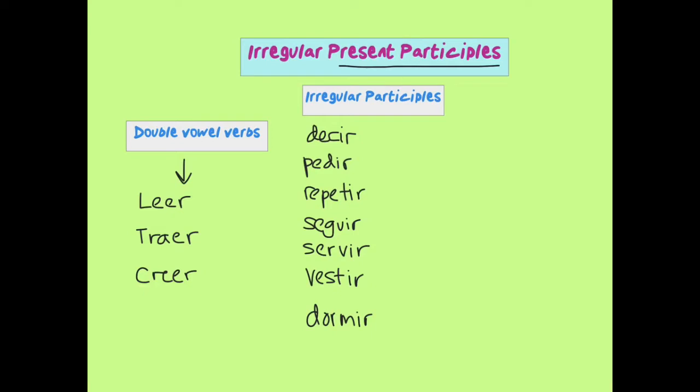Double vowel verbs are when you look at the infinitive and you see these side-by-side vowels like you've got here. And again, these are part of the infinitive. These verbs, specifically leer, traer, and creer, would have too many vowels if we followed the normal procedure of putting iendo on the end, because then you'd have three vowels in a row. Very difficult to say. So for all of these, in iendo, this I is going to change to a Y. So they're much easier to pronounce.